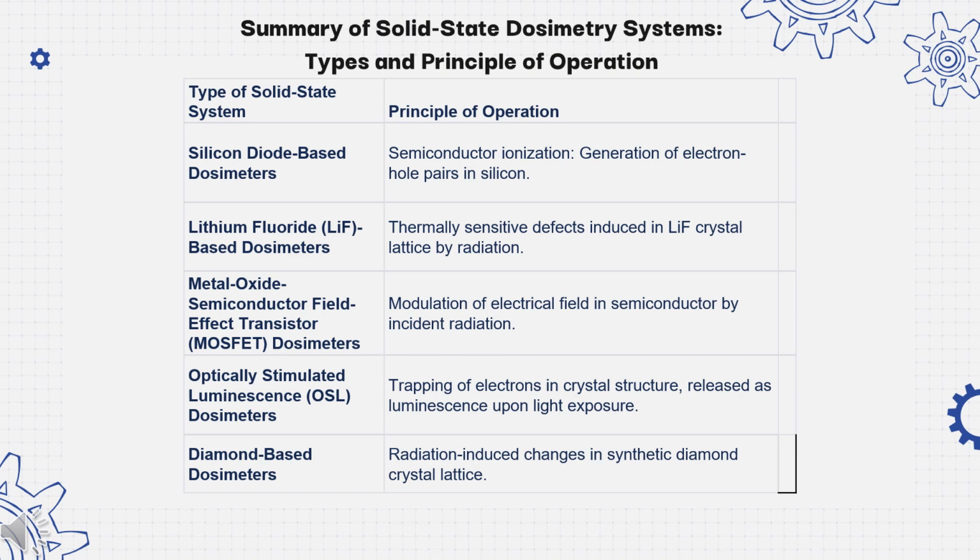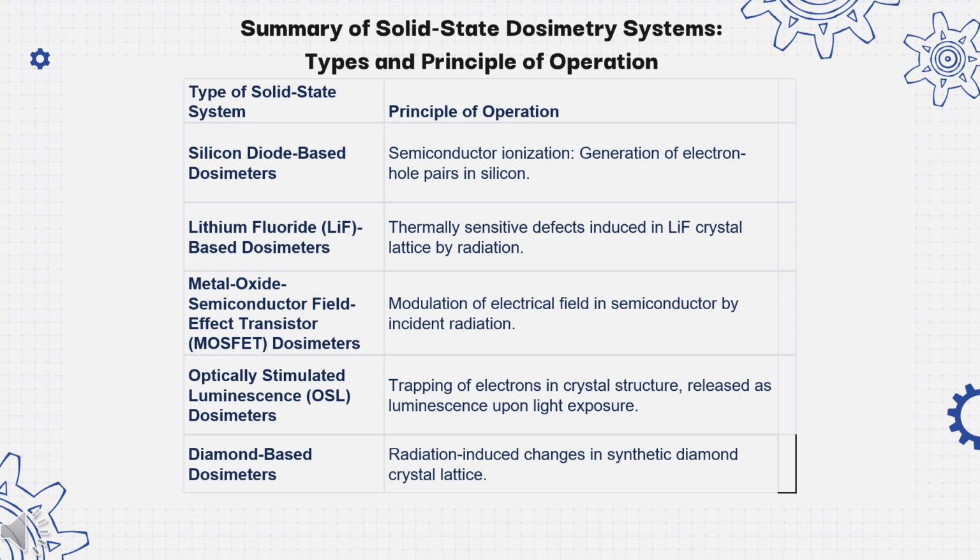We use semiconductor ionization, the generation of electron-hole pairs in the silicon. For the second one, lithium fluoride, the principle is thermally sensitive defects induced in the lithium fluoride crystal lattice by radiation. The third one is the metal oxide semiconductor field effect transistor. That's modulation of the electrical field in the semiconductor by incident electrons. The fourth one, optically stimulated luminescence.